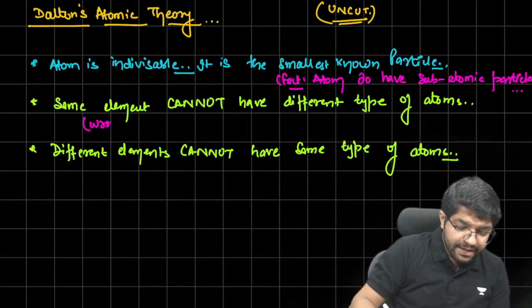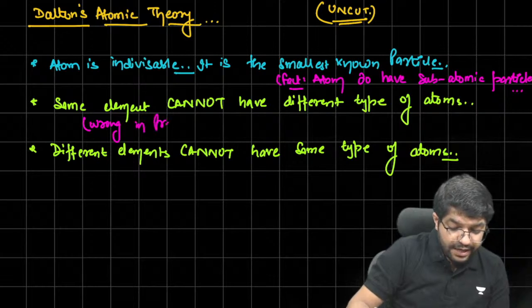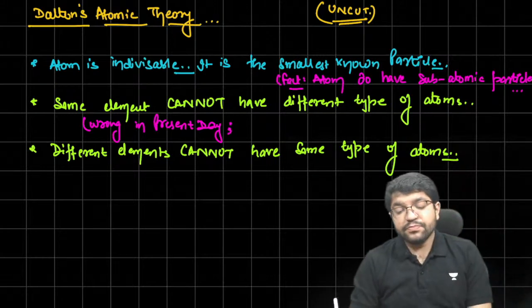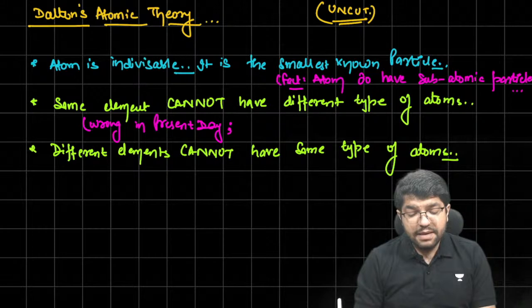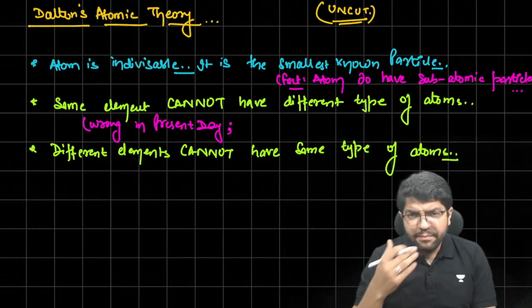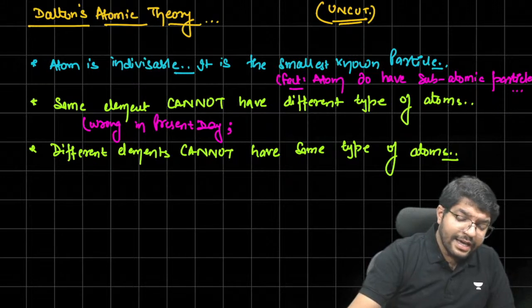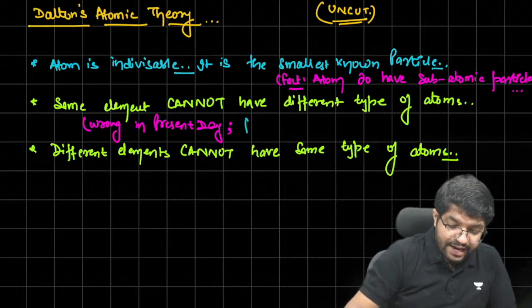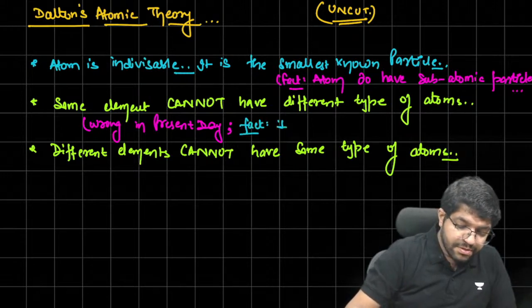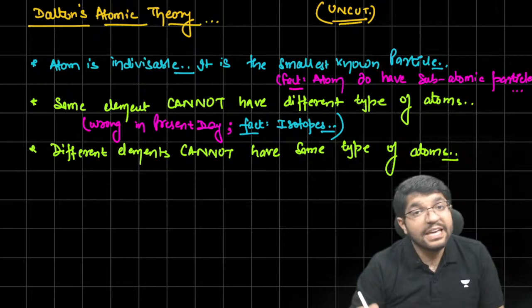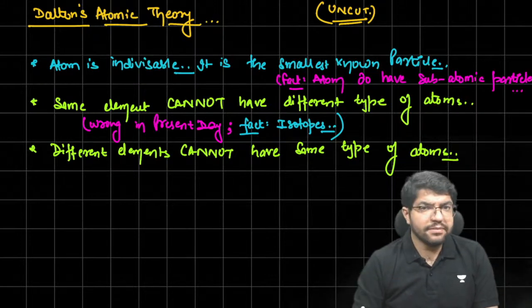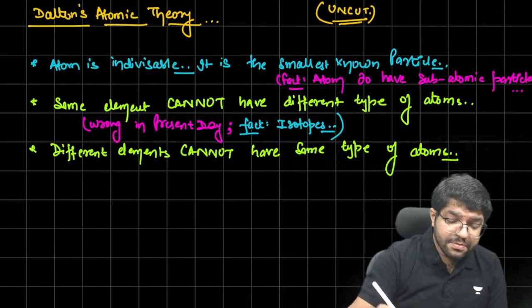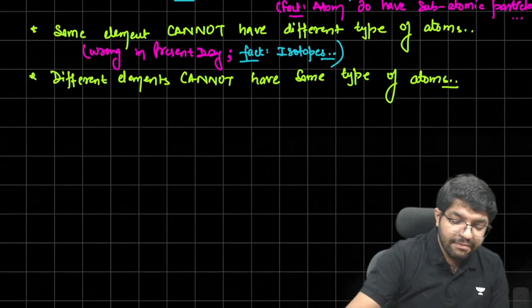Same element cannot have different type of atoms. This is also wrong in present day. Why? Because remember isotopes. Isotopes are the atoms of same element, but they are different atoms. Remember, isotopes are the atoms of same element. Let me pen it down here.